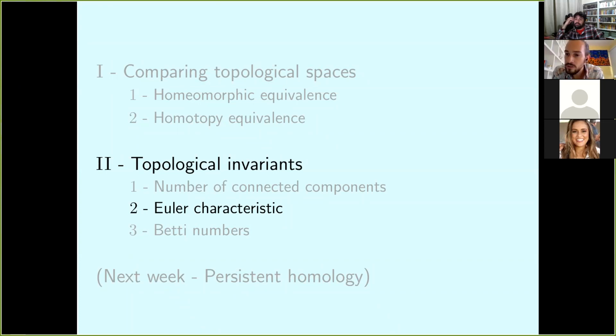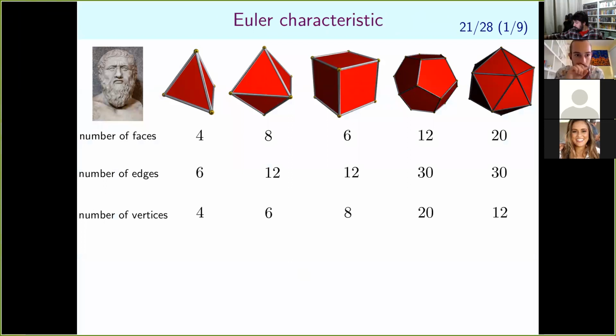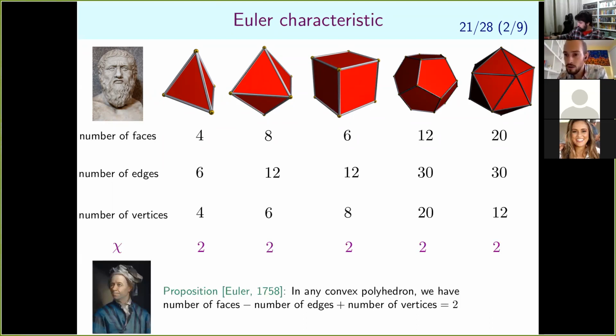The second invariant I want to present is called Euler characteristic. So let's start with the Platonic solids. So you may know this number. They are quite famous. The number of faces, of edges and of vertices of each Platonic solid. This is a very nice sequence with nice symmetries. And there is a great relation between these numbers. And this has been proven by Euler.